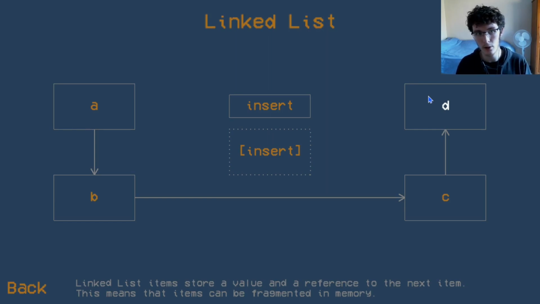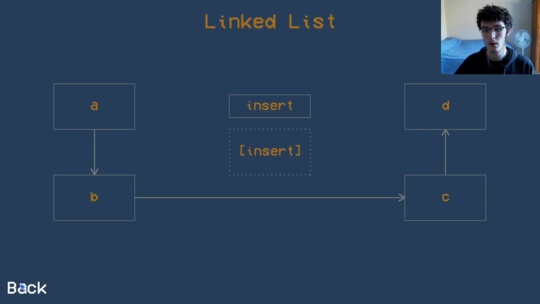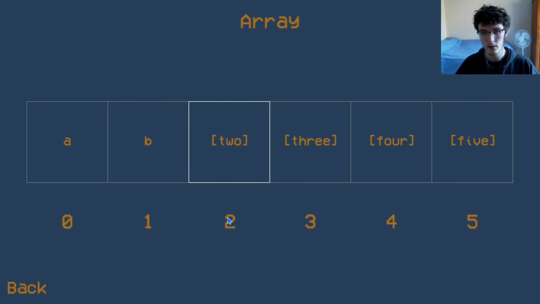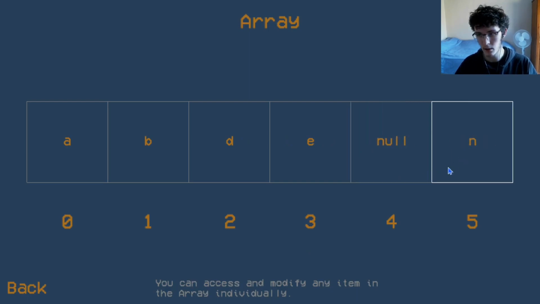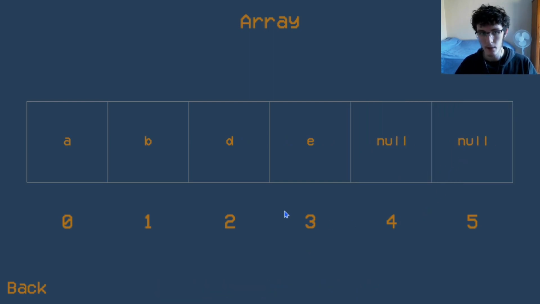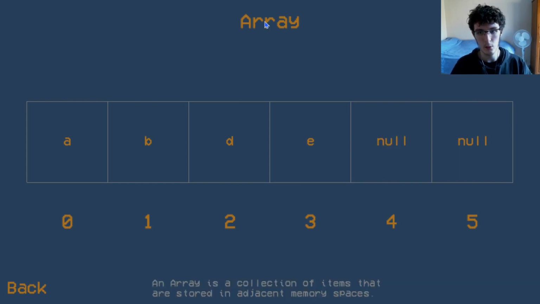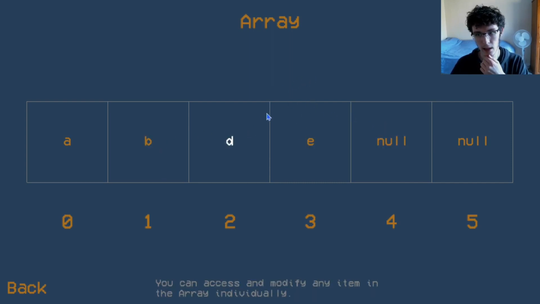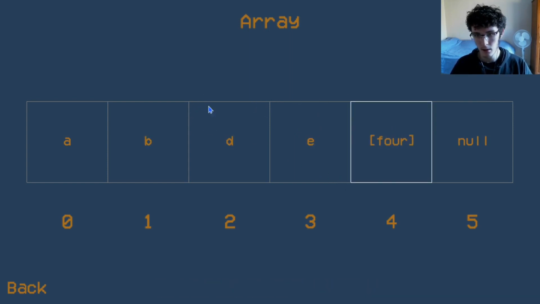Linked lists also allow us to do insertion and deletion a lot quicker. So in an array, if we have the values A, B, D, E, and we'll leave these as null for now. If we want to add C, and we want to insert it in the right position in between the B and the D, what we need to do is shift everything along. Not everything, but everything after the new location.